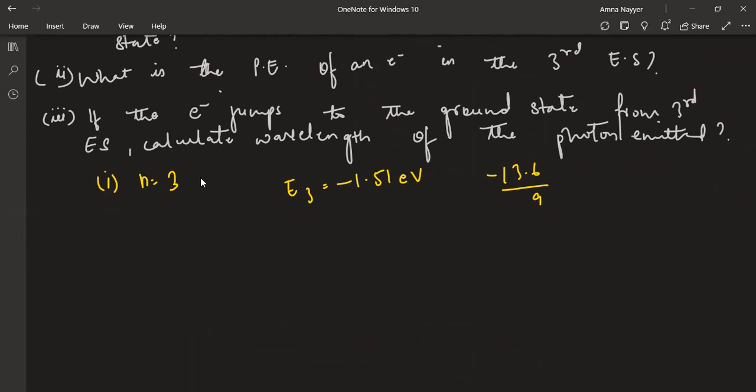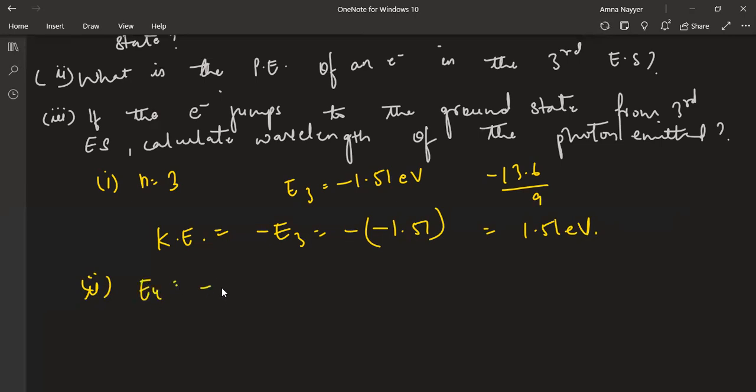So E3 is this. Now this is kinetic energy. Kinetic energy is the negative of the total energy. So this becomes minus of E3, that is 1.51 electron volt, only this much. Now, the second part says potential energy in the third excited state. Third excited state means E4. So E4 will be minus 13.6 divided by 4 squared, which is minus 13.6 by 16. Again, I've told you, remember this, minus 0.85 electron volt.